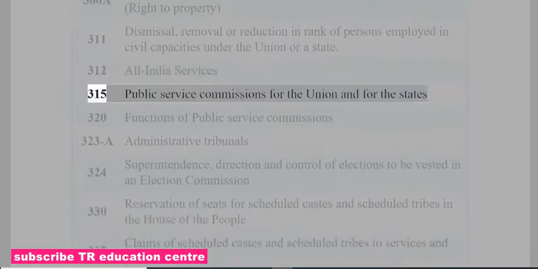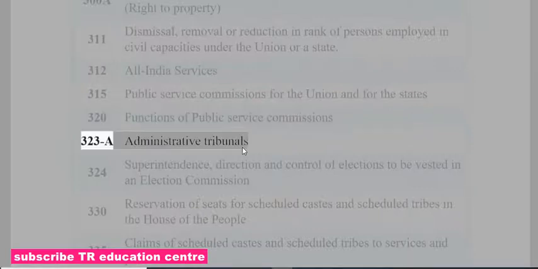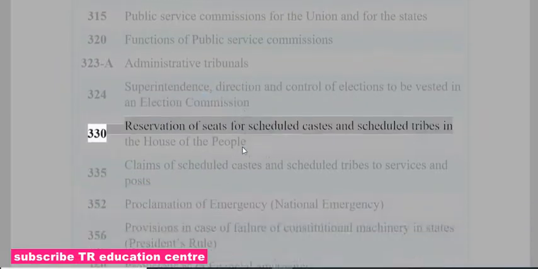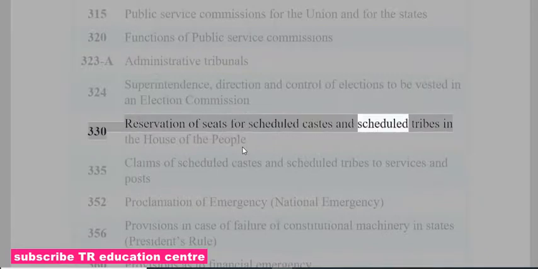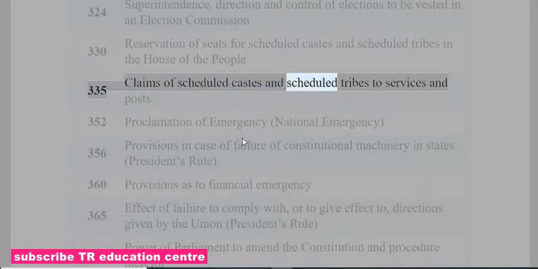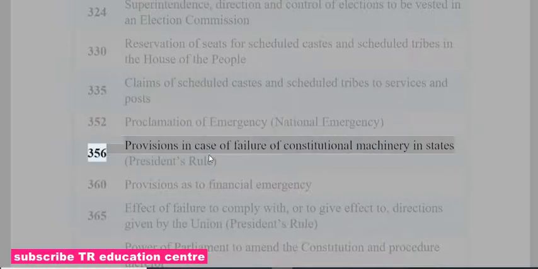312 All India Services. 315 Public Service Commissions for the Union and for the states. 320 Functions of Public Service Commissions. 323 Administrative Tribunals. 324 Superintendence, direction and control of elections to be vested in an Election Commission. 330 Reservation of seats for scheduled castes and scheduled tribes in the House of the People. 335 Claims of scheduled castes and scheduled tribes to services and posts.